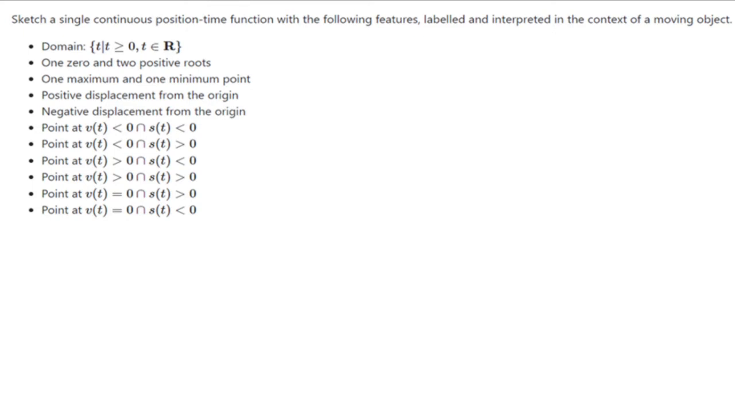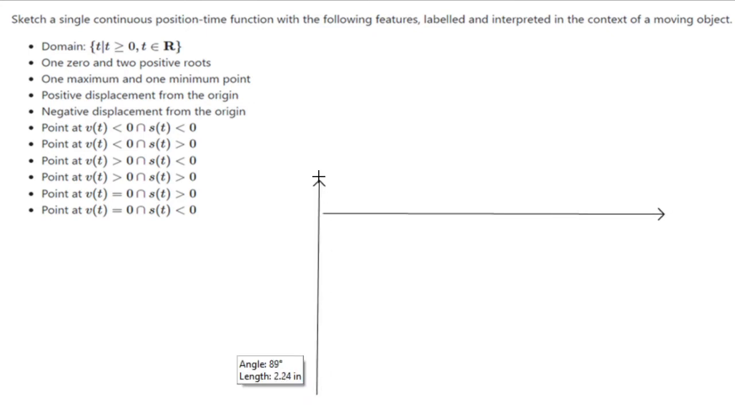So I'm going to put an x-axis like so, and my y-axis like that. So on the x-axis we have t for time. On the y-axis we have the position time function, so it's going to be s of t. So that's going to be your domain there.